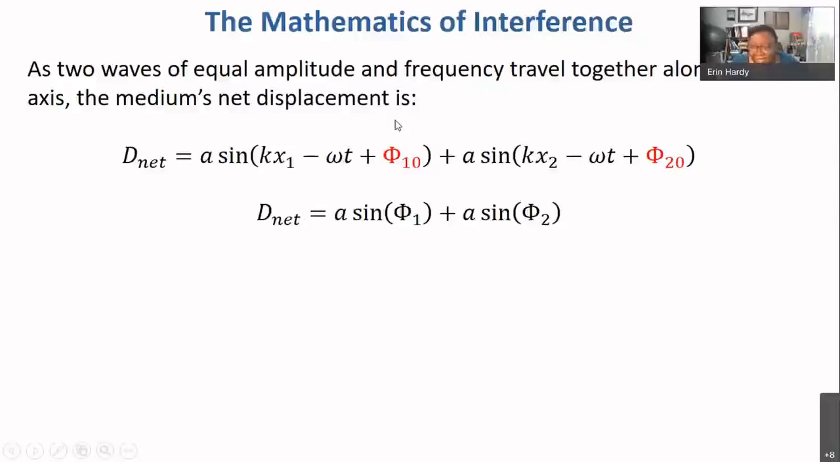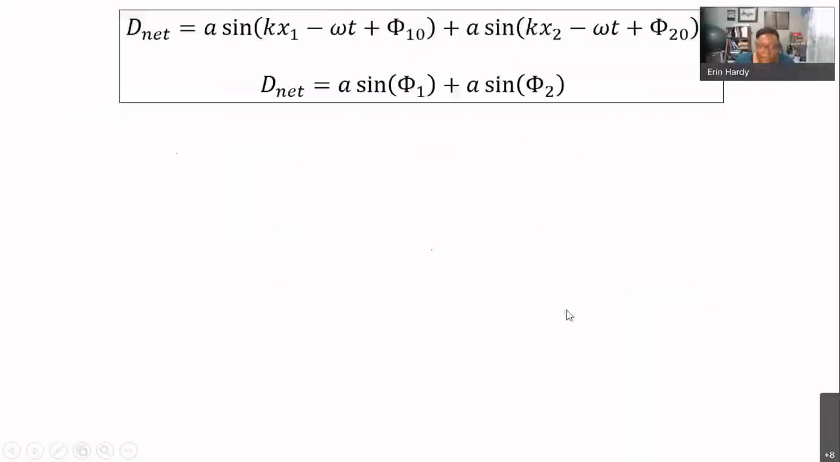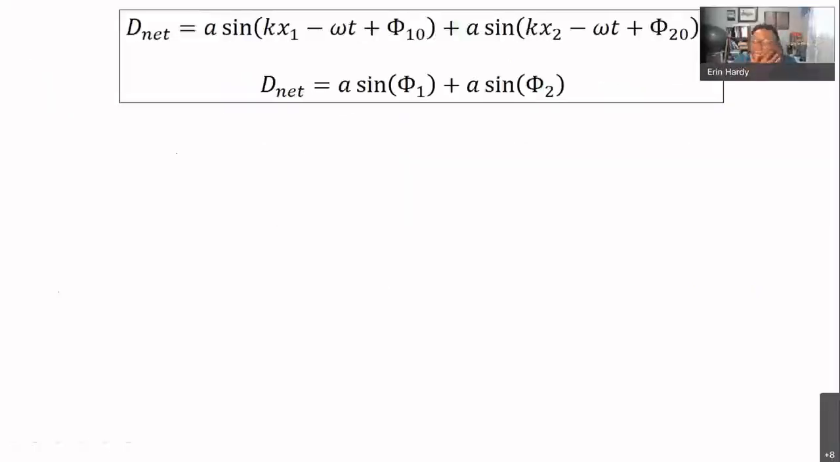So since these 2 waves have so many commonalities, we can simplify this displacement function into the sum of 2 terms, where we're treating everything that's inside of the sine function as just phi 1 and phi 2 in this case. So the phase, not the phase constant, or not the phase difference. Okay, so let me back up here. The phase difference between these 2 sources, delta phi naught, I can take phi 2,0 minus phi 1,0. And then the information at the top of this slide is just a repeat from the previous one.